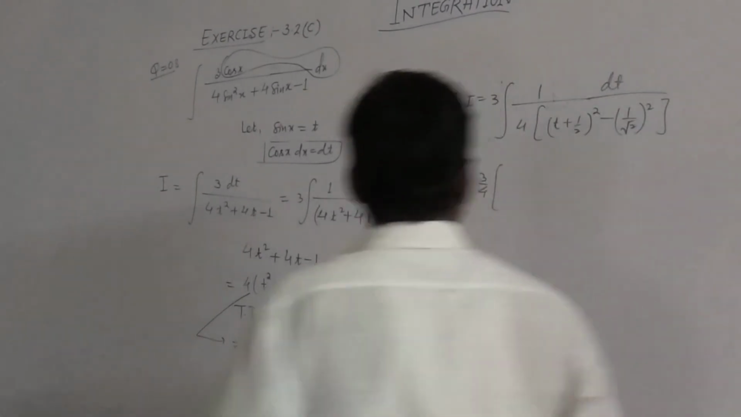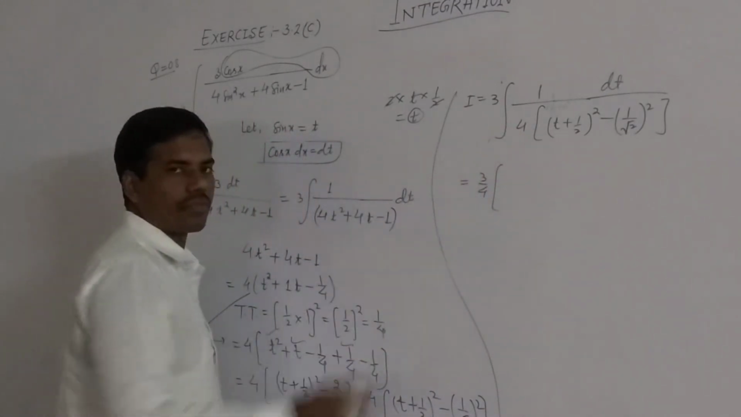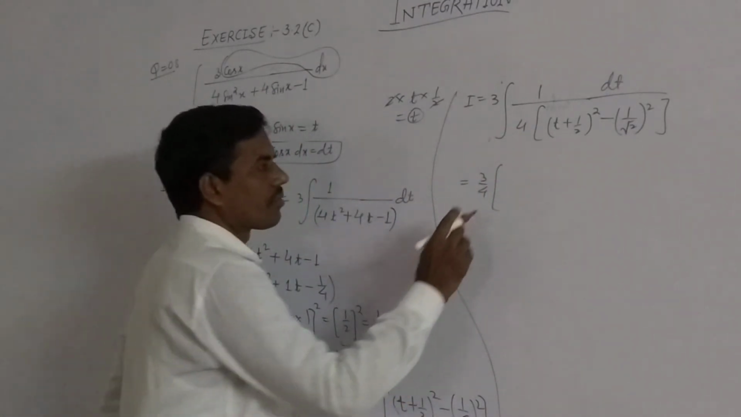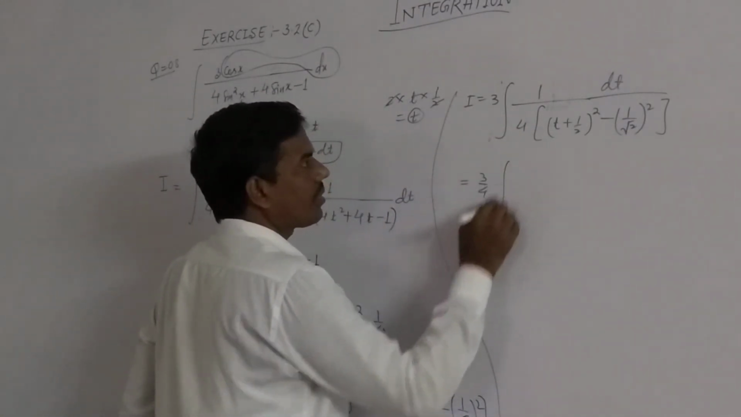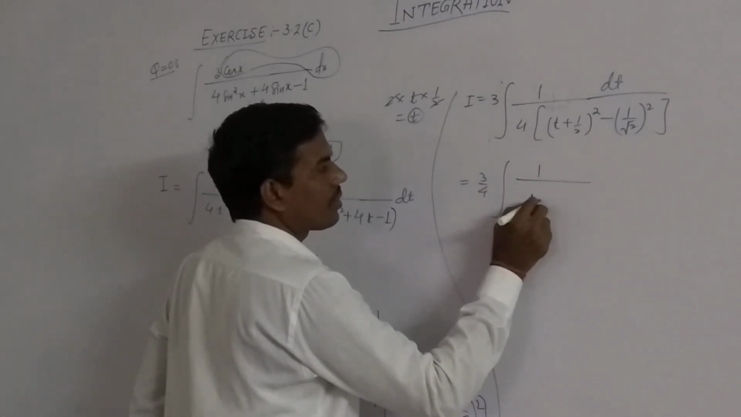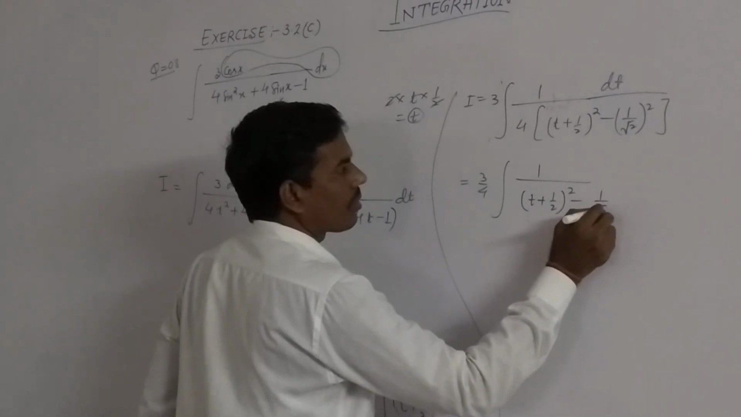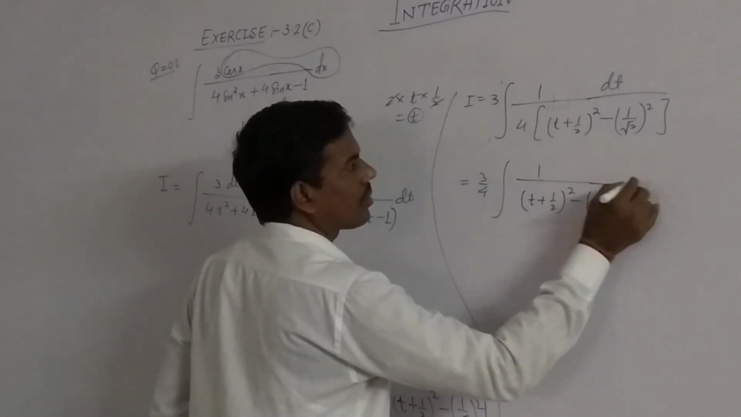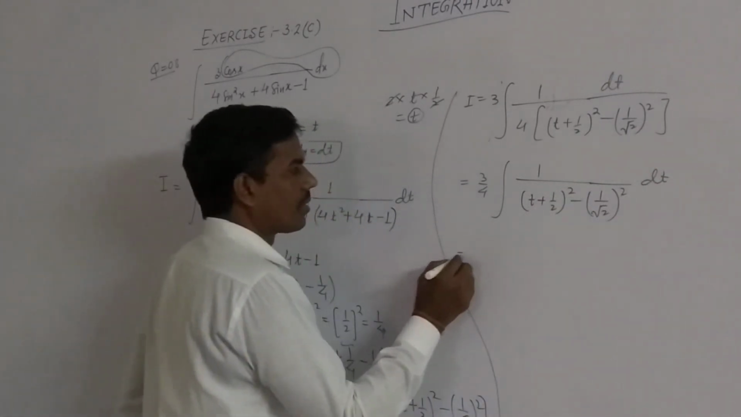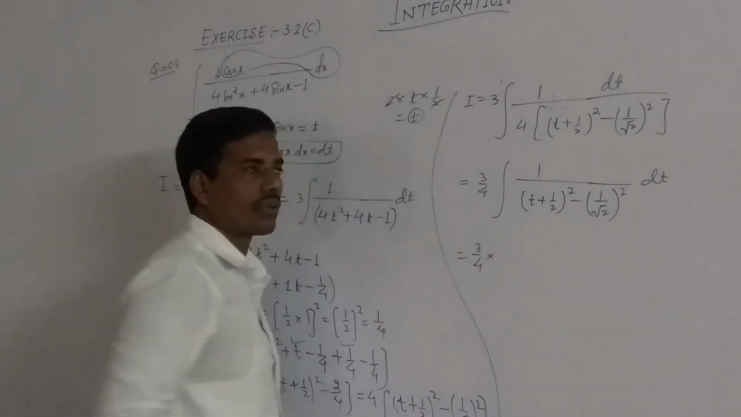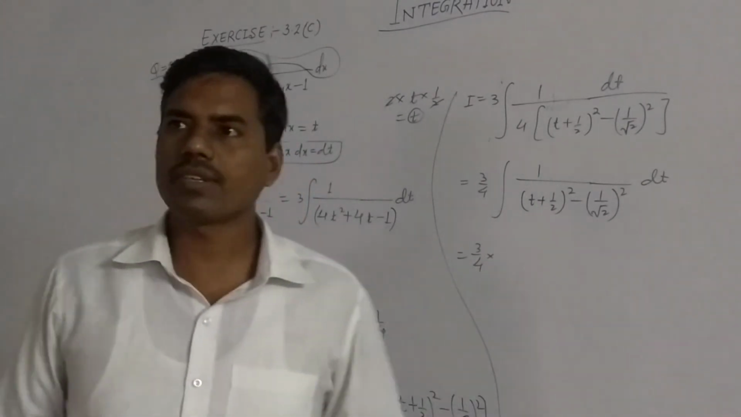Okay students, the 4 is a constant, and 3/4 is written outside of the integral. We have 1 upon t plus 1/2 to the whole square minus 1 upon root 2 to the whole square dt. So we have 1 upon x square minus a square.